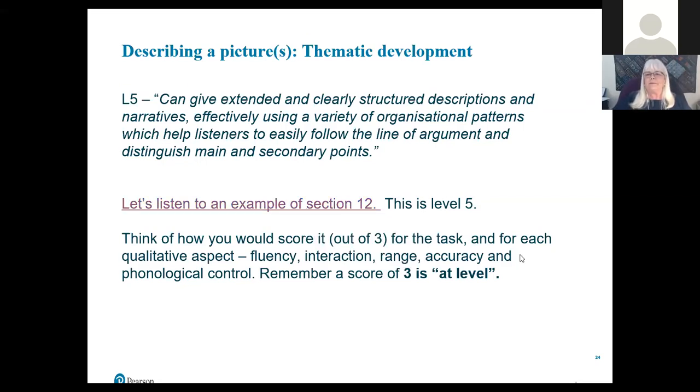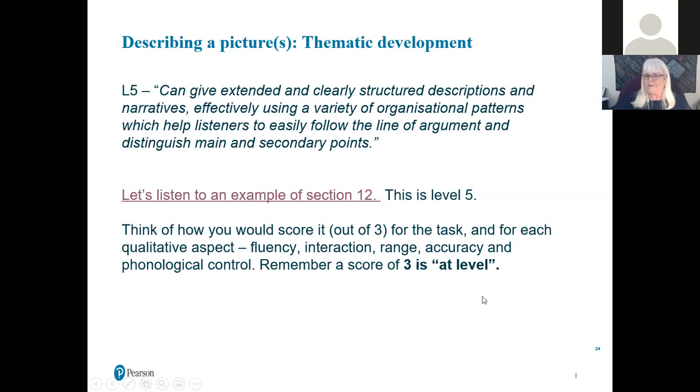Now, here are 2 pictures showing different lifestyles. The pictures are being considered for a book called Living the Dream. Please tell me what you can see in the pictures.